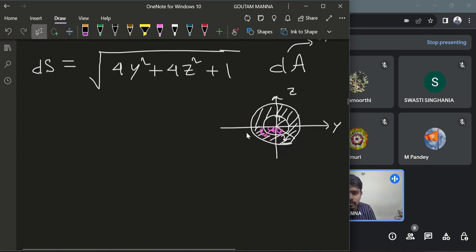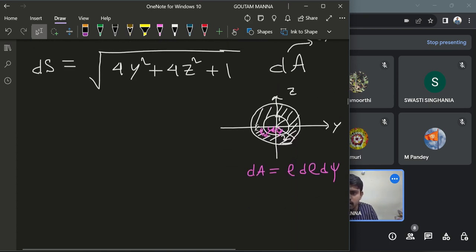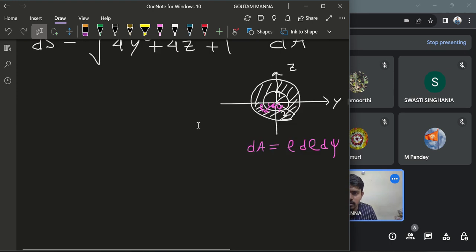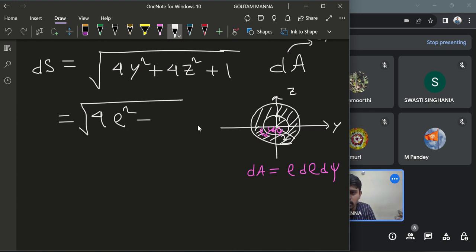In this plane polar coordinate, dA will be rho d psi. If I take this 4 common, y square plus z square is basically rho square, so we get the square root of 4 rho square plus 1, times rho d psi.